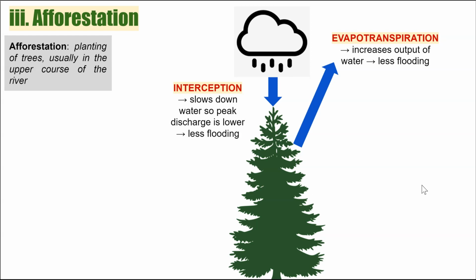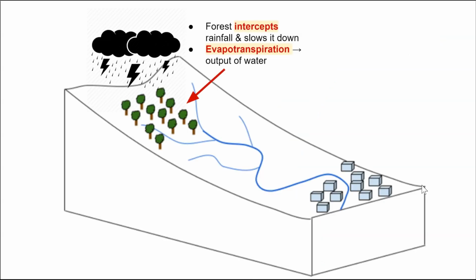The interception, remember, is from our systems approach: input, output, stores, transfers. Which one is interception? Yeah, interception is a store. So you're storing the water for a while. Evapotranspiration, which is it? Input, output, store, transfer. Yeah, it's your output. You're taking the water out, you're holding it back for a bit, and you're reducing the amount in the river itself and the drainage basin.